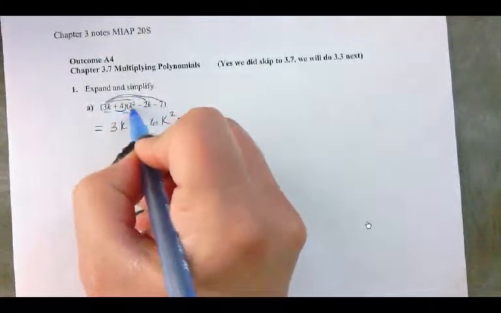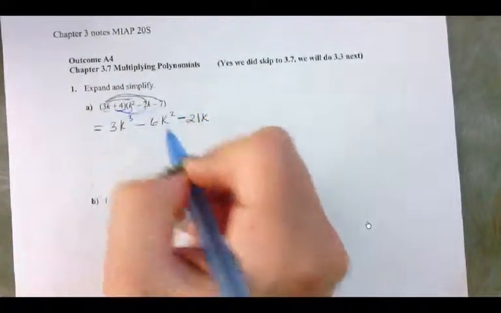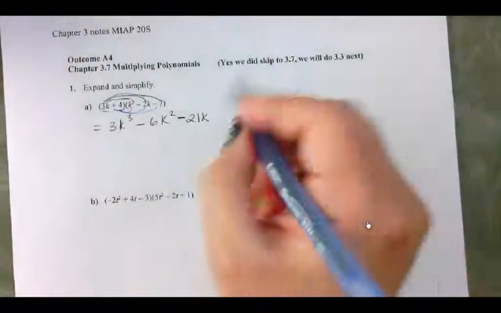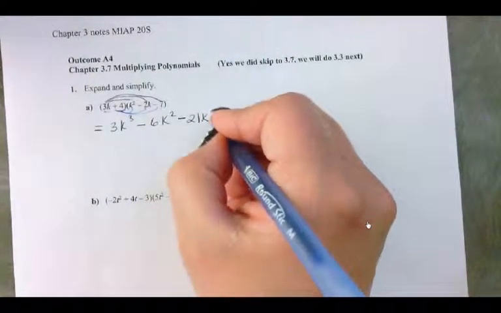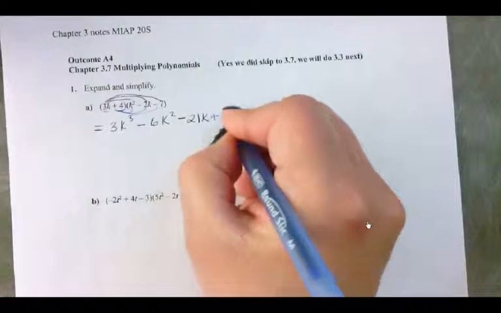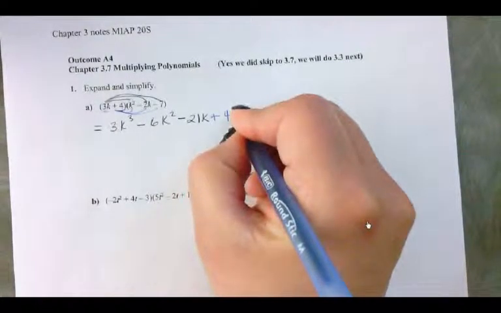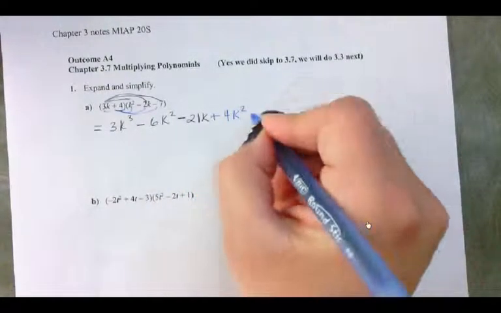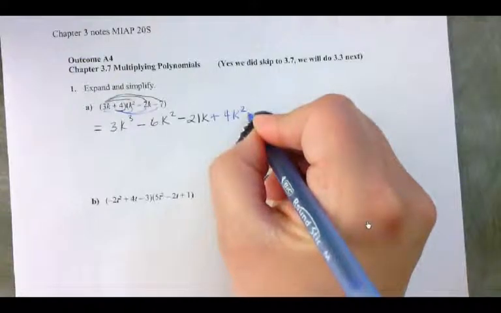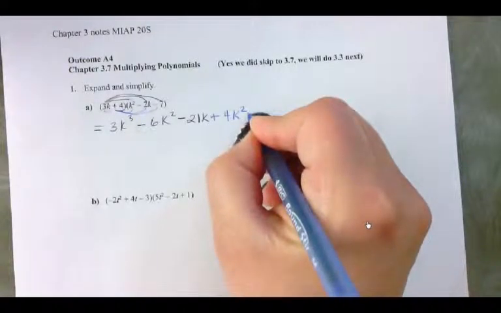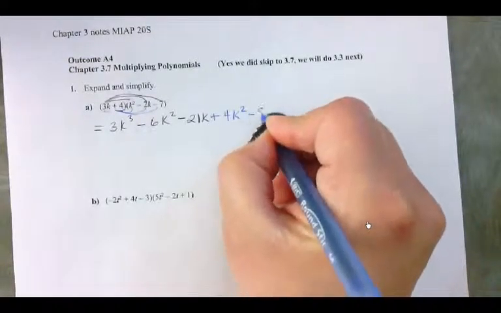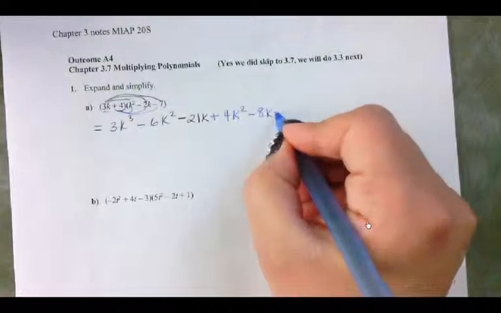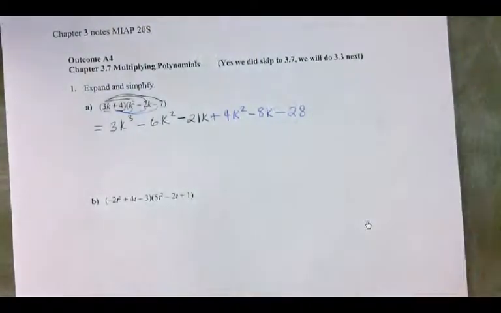Okay, now we're going to take the plus 4 and multiply it by everything in the second bracket again. All right, so what's 4 times k squared? Okay, and then 4 times negative 2k is minus 8k, and then 4 times negative 7 is minus 28. Okay, so that's pretty much what we do.